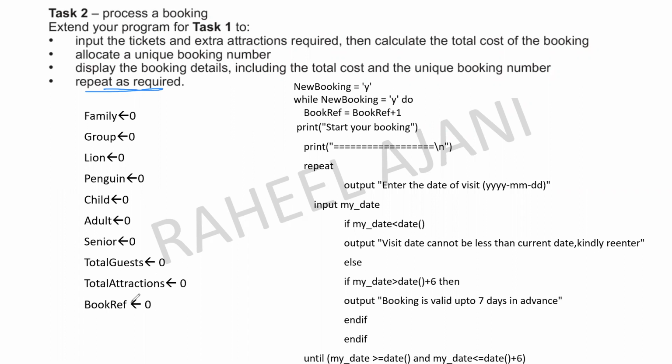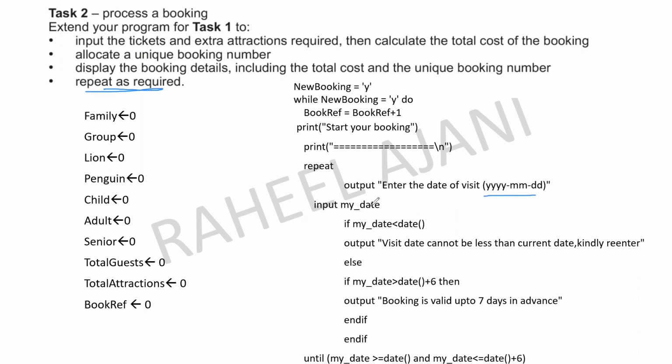Another variable is booking reference. The initial value is 0. Each time a new booking is done, the value increases by 1. So to begin with, the booking reference would be 0 plus 1, so the booking reference would be 1. Then you'll get a message, start your booking, and then it asks you to enter the date of visit in a particular format.